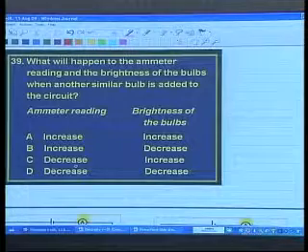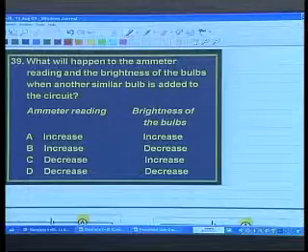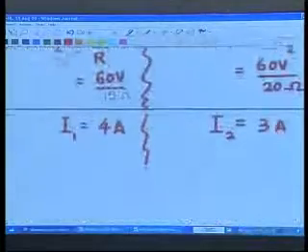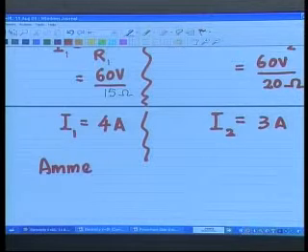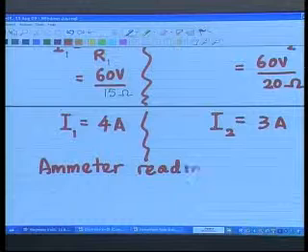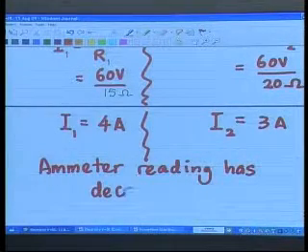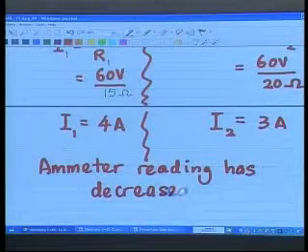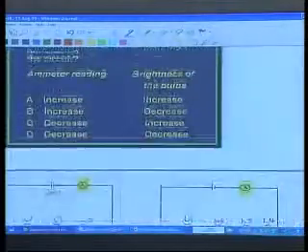Ammeter reading, it has, I'm sure you can tell me, decreased, isn't it? Okay, very good. So we know that the ammeter reading has decreased. We just write it down for good revision. Ammeter reading has decreased. Alright, that is the first part of the story. Now what about the second part?